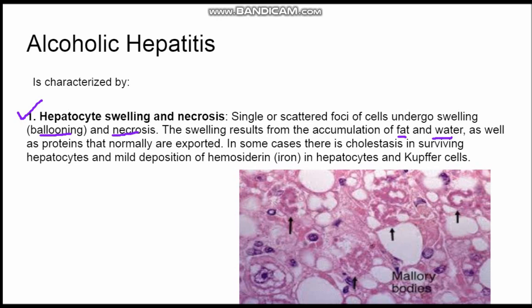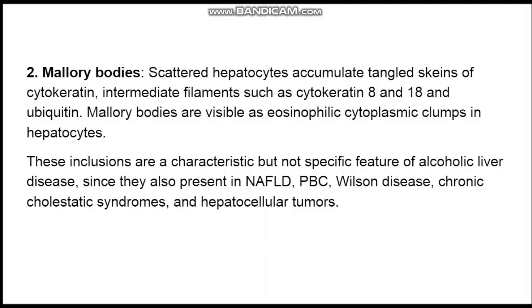Also, there can be mild deposition of iron within the hepatocytes and Kupffer cells. Now, the second thing, very important, is the presence of Mallory bodies. You can see here eosinophilic material. This is known as the Mallory bodies. So what are Mallory bodies? Scattered hepatocytes accumulate tangled skeins of intermediate filaments such as cytokeratin 8, 18, and ubiquitin. These depositions can be visible in the hepatocyte as eosinophilic material. So this is known as Mallory bodies.